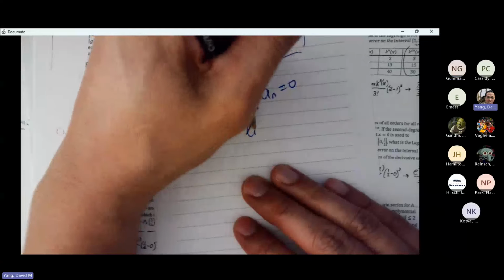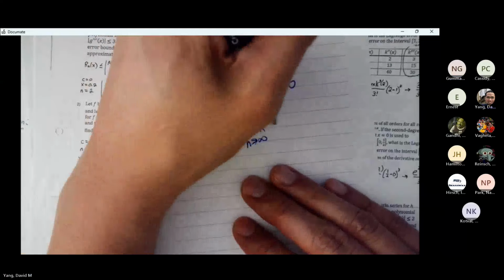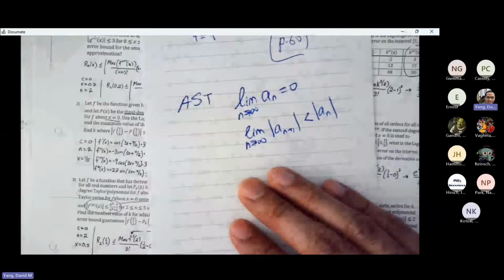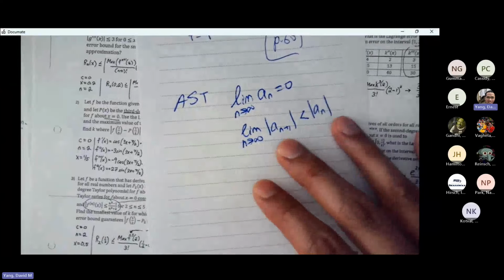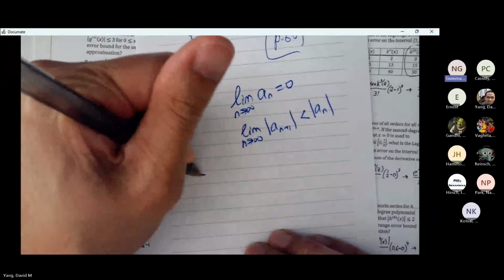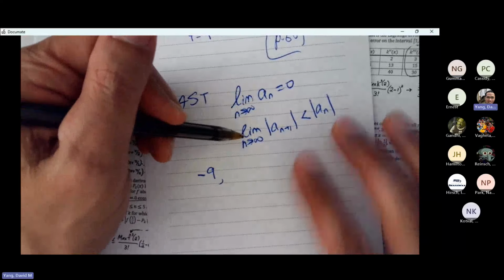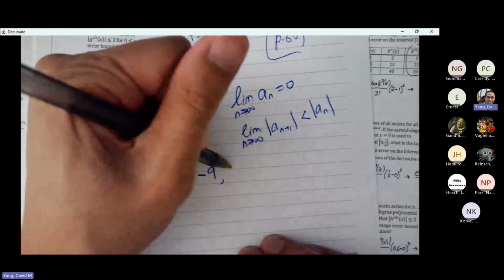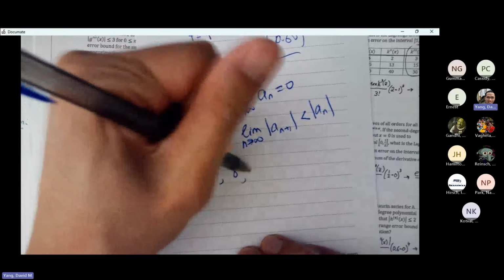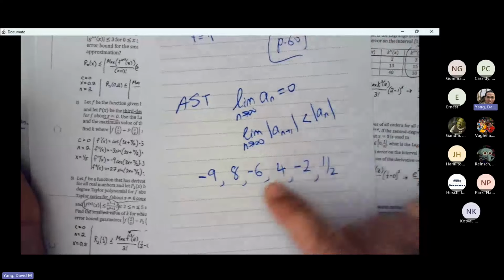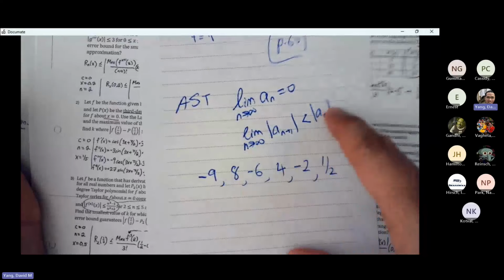And then the second condition, this is the one that we don't use as much, is that the absolute value of a sub n plus 1 has to be less than a sub n. So every subsequent term has to continually decrease. Oh, basically it just has to converge. Yes, it's converged, but it can't all of a sudden, for instance, if I had -9 followed by 8, then -6, then 4, then -2, then 1/2. This is fine, right? The limit approaches 0, and the absolute value of every subsequent term is less, right?